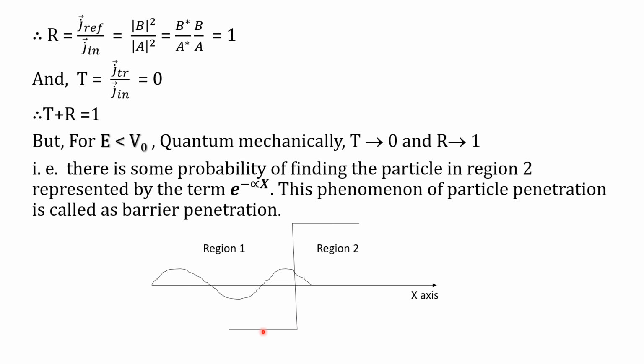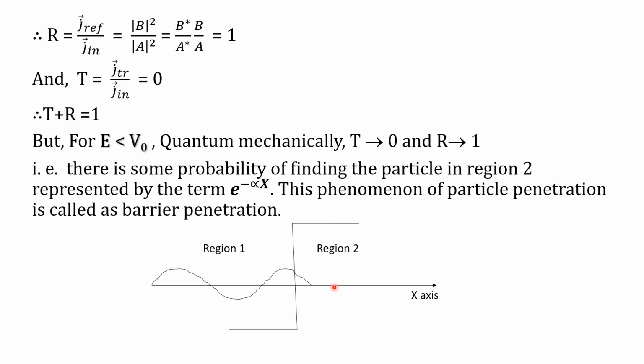Graphically we represent it here. This is a step potential. A wave is propagating in the forward direction along the x-axis. If energy is less than V0, initially in region 1, total energy is equal to kinetic energy since potential energy for region 1 is 0. As the particle enters into region 2, its kinetic energy reduces. It means the particle is definitely found in region 2. Such a short tail of a wave which is found in region 2 is represented by the function exponential minus alpha x.